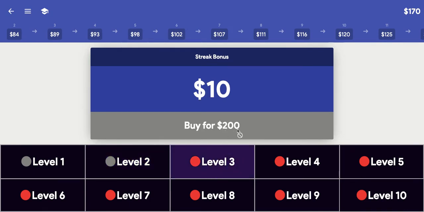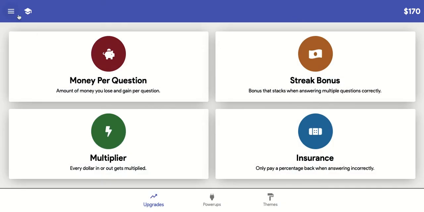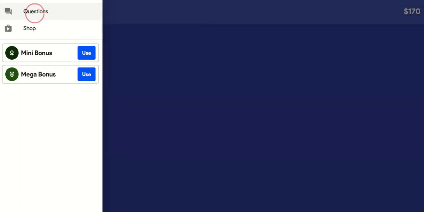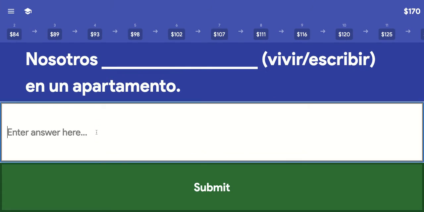I can see level 3 is going to cost me $200, so I've got one more question, and then I could go and do some upgrades. So I go back into my questions. And by the way, I haven't used my mini and mega bonus, but I'm going to go to my questions and see if I can answer a couple more.